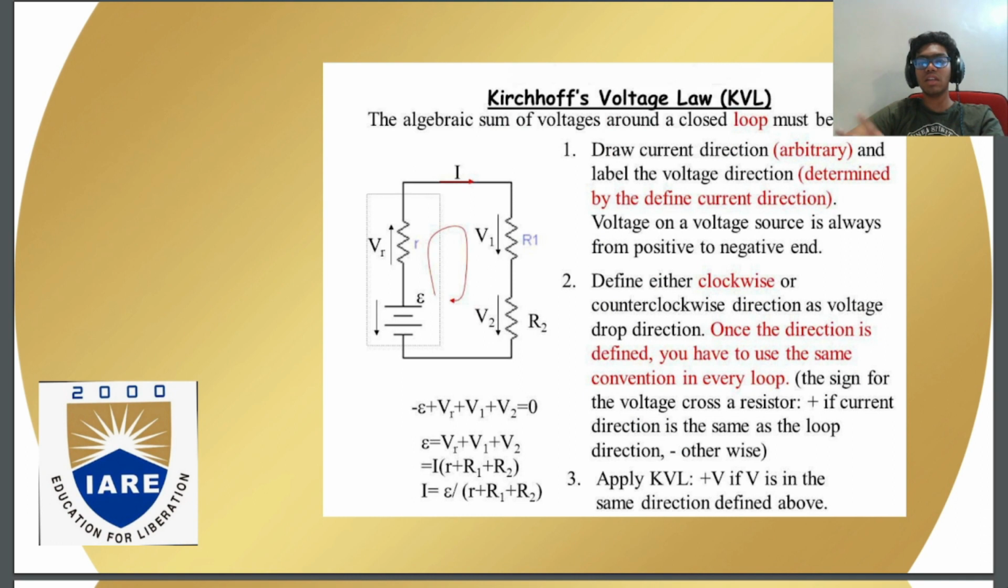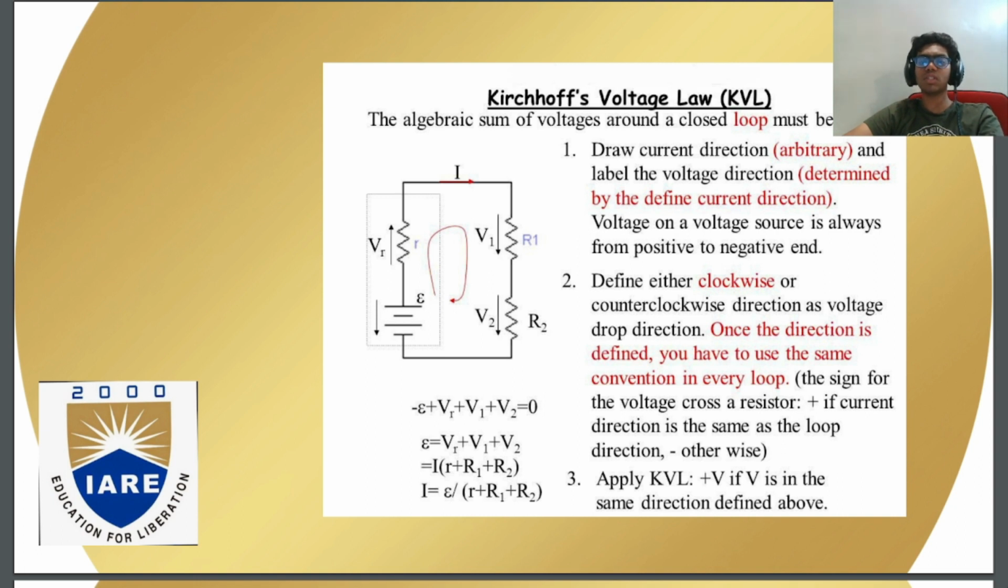Now we can just see a basic thing again, which is Kirchhoff's voltage law. The algebraic sum of voltages around a closed loop must be 0. In the image again we have a closed loop where there is a main voltage source and there are two resistors through which the voltage passing is V1 and V2. The current goes in a loop in that direction as they show us, and here: draw current direction arbitrarily and label the voltage direction determined by the defined current direction.